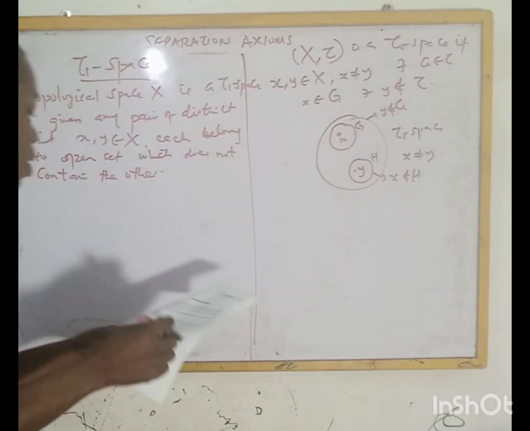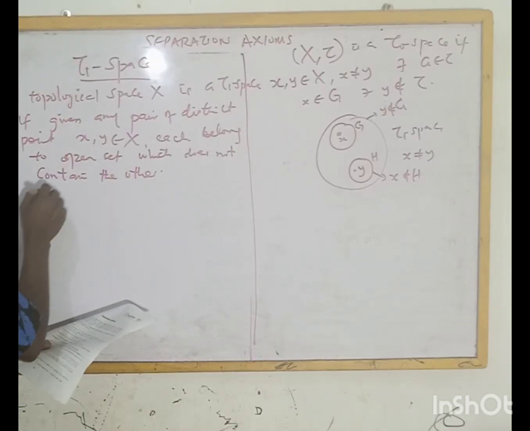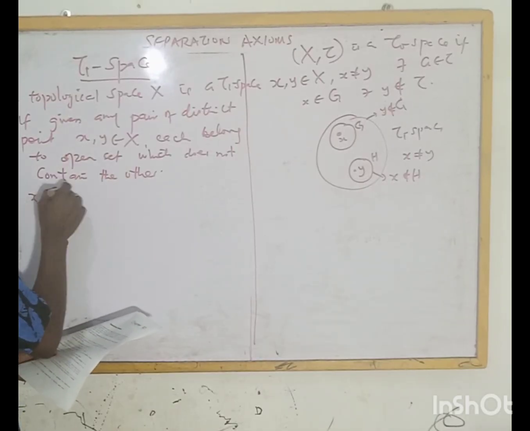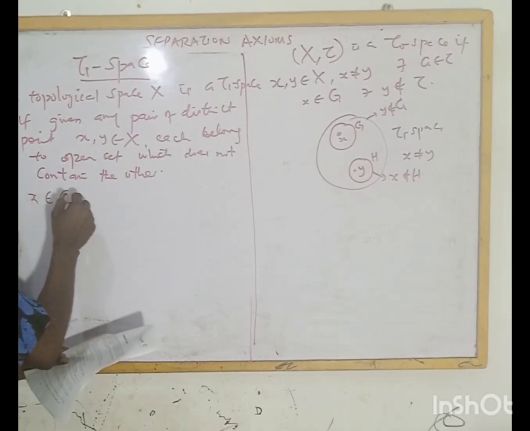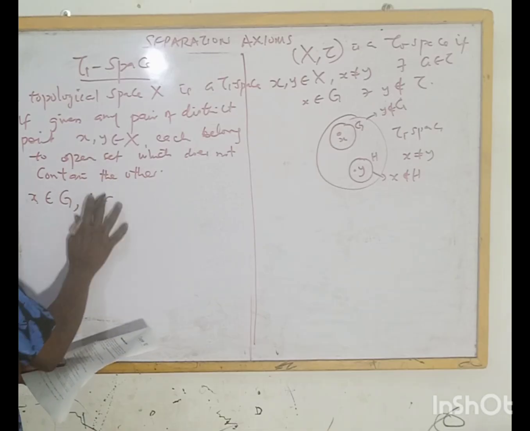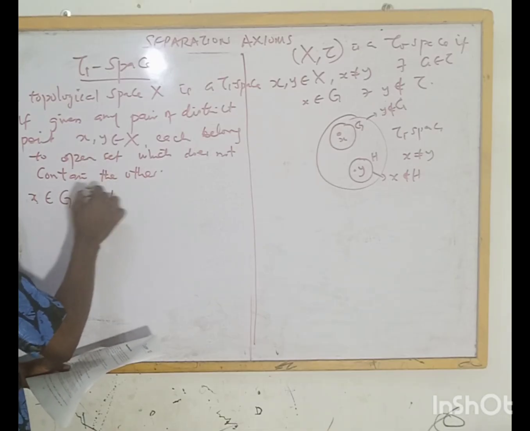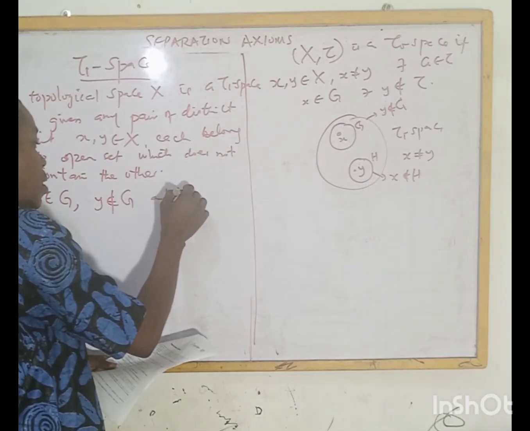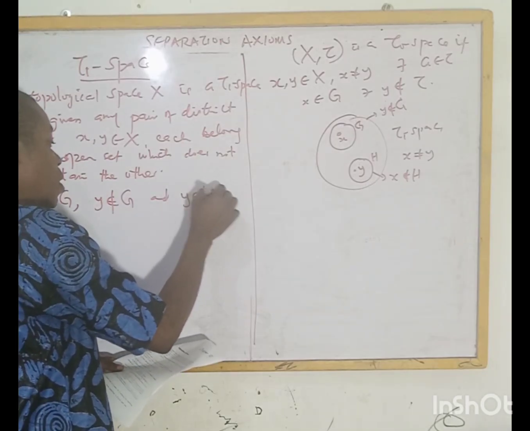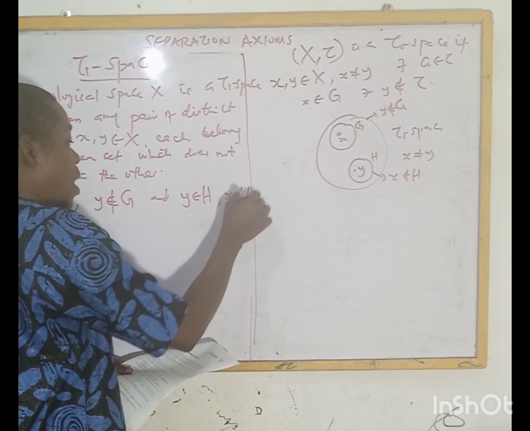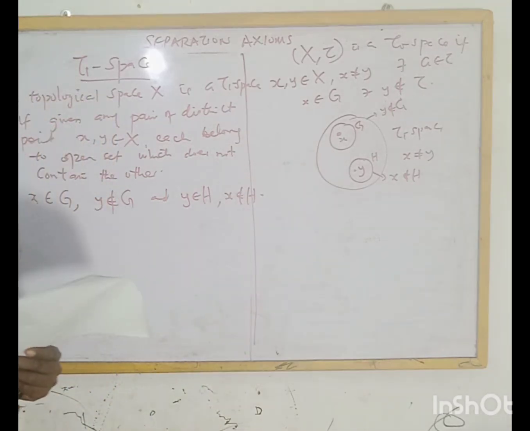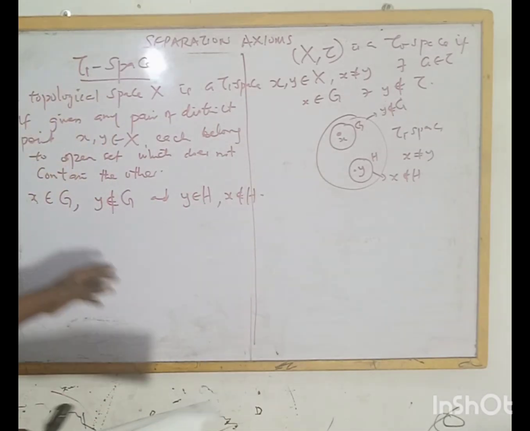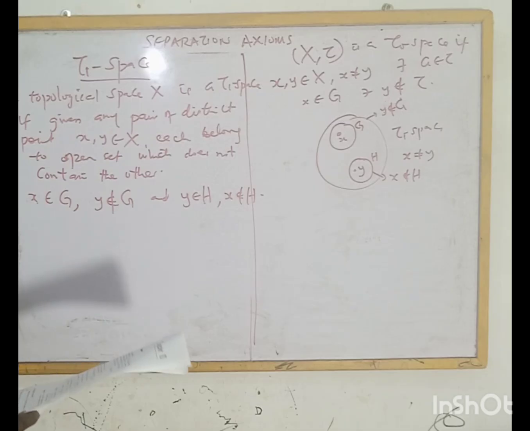What I'm trying to say is that if you pick x in G, an open set, then y must not be in G. And if I pick an open set H with y in H, then x must not be in that H. These are the conditions for a tau 1 space.